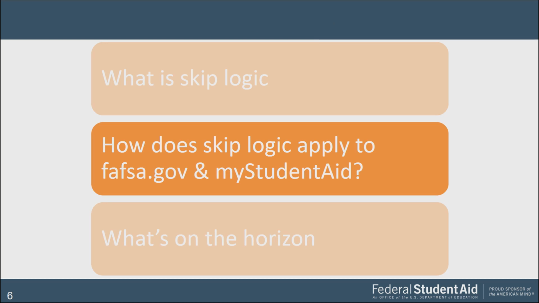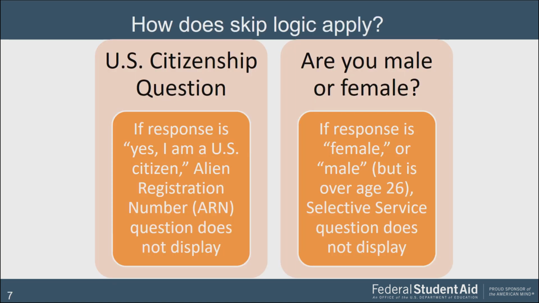So we're going to talk a little bit about, we've talked about what is skip logic. So basically it's how do we get the user through the application asking the minimal number of questions but getting all the data that we need. So what does that really look like on fafsa.gov and on the My Student Aid, the My FAFSA mobile app?